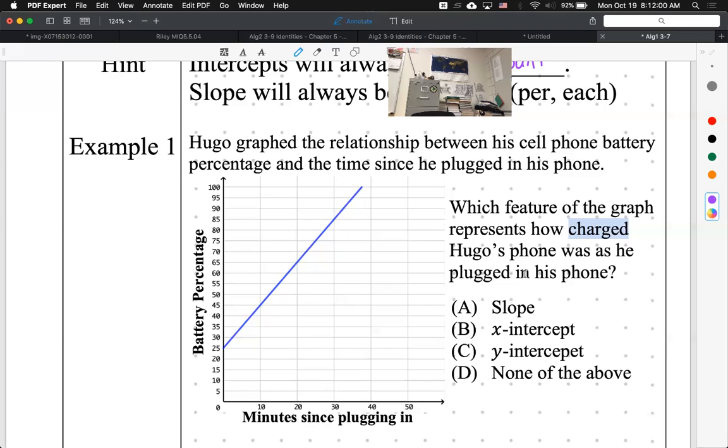What are you thinking? Okay, everyone guess. A, B, C, or D. Interesting. Looks like 2 people have it correct. The correct answer here is the Y-intercept.